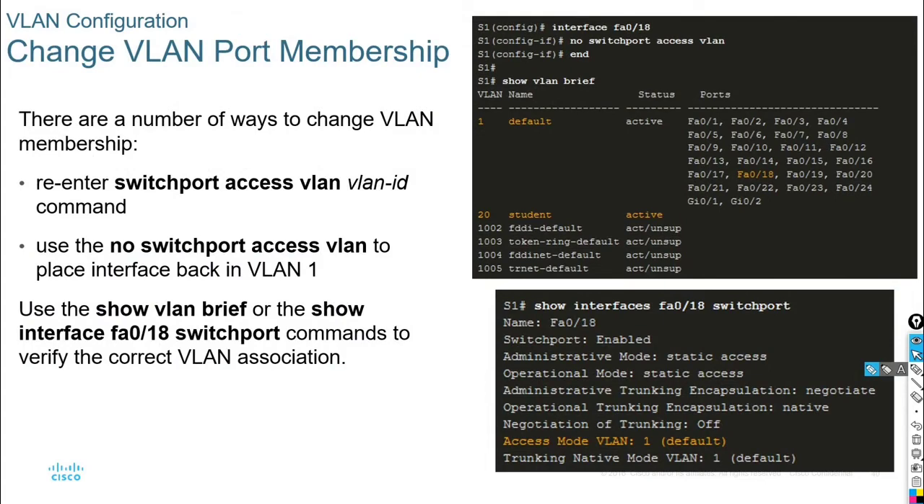Now, to change the VLAN port membership, there are a number of ways. You can re-enter the switchport access vlan ID command. Use no switchport access vlan to place the interface back in VLAN 1. See the example here: interface FA0/18, no switchport access vlan. Use show vlan brief or show interface FA0/18 switchport commands to verify the correct VLAN association.